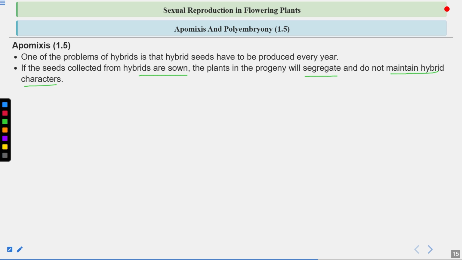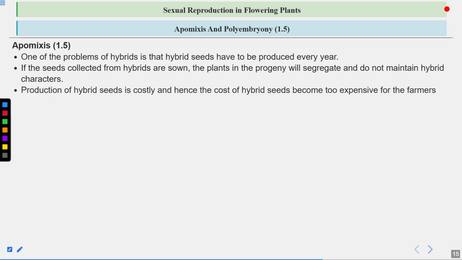So you want this hybrid character again and again, right? Because that is beneficial for us. So if the seeds collected from the hybrid are sown, the plants in the progeny will segregate and do not maintain the hybrid characters. So what can we do?